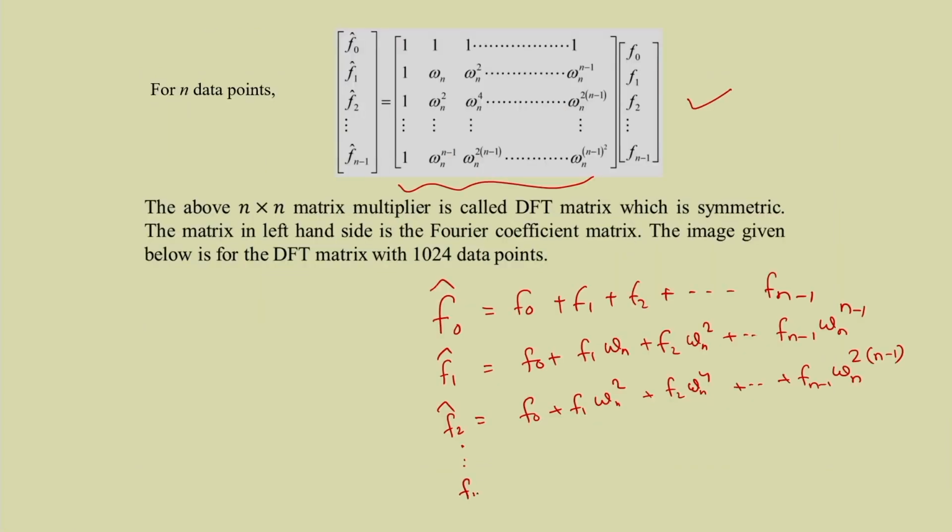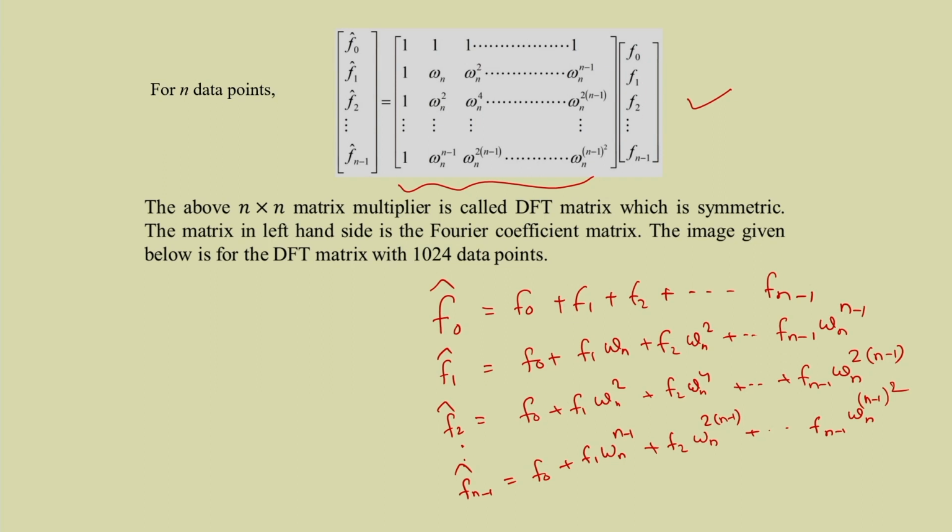Now, if you write all these things in matrix form, F n minus 1 cap will be equal to F0 plus F1 omega n minus 1 plus F2 omega n 2 into n minus 1, and so on up to F n minus 1 omega n into n minus 1 into n minus 1, so that will be n minus 1 square. Now you can write this in matrix form. On the left side, F0 cap, F1 cap, F2 cap and finally F n minus 1 cap will be equal to the matrix times F0, F1, F2 and F n minus 1 on the right hand side.